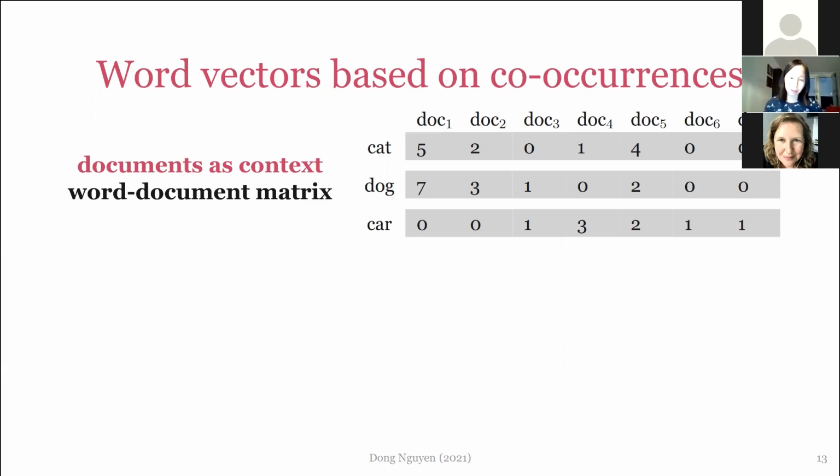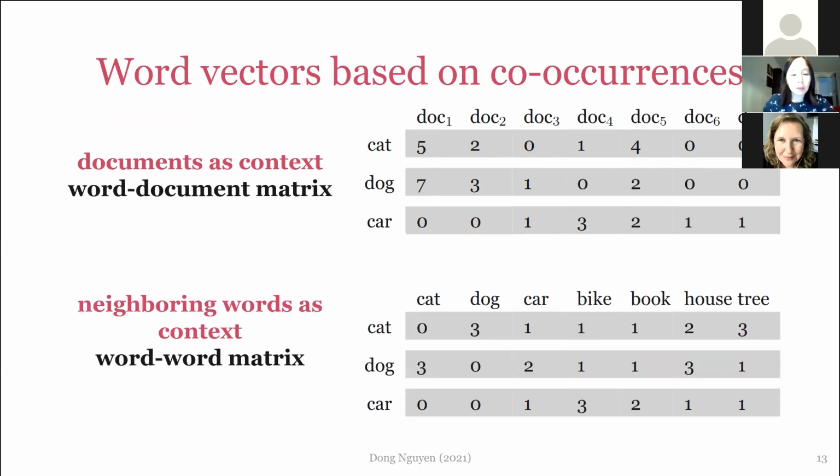Now, what we actually see is that in this way, we already create vectors for these words. So a vector representation for the word cat would in this case be 5, 2, 0, 1, 4, 0, 0. And words that tend to occur in similar documents would have vectors that are more similar to each other.